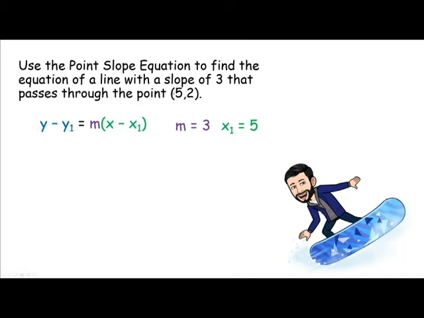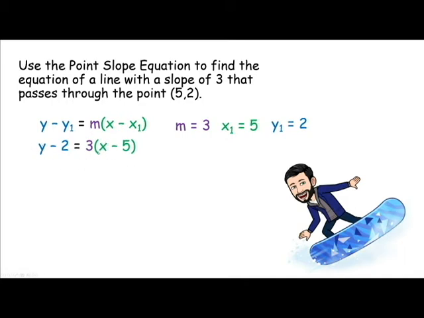I'm given one example of a coordinate. So this is my one example of an x, that's a 5. And the 2 is my one example of a y. Once I know those things, I'm just going to plug those numbers into this equation. Notice y1 is 2, my slope is 3, and my x1 is a 5. This is the equation of that line.